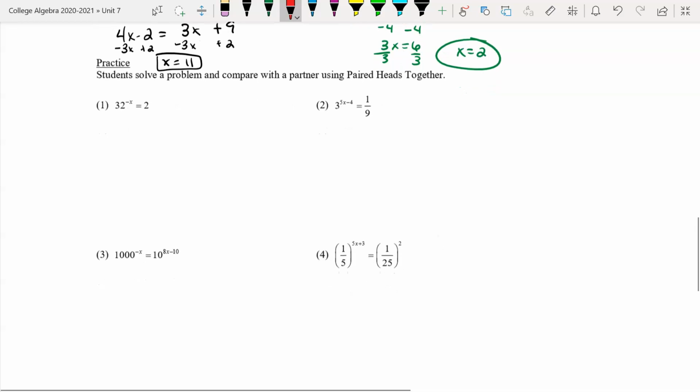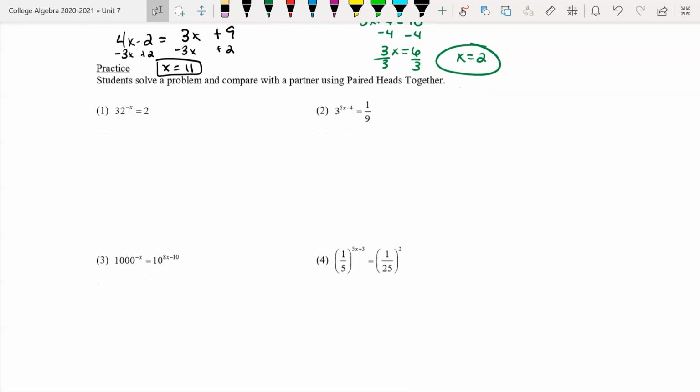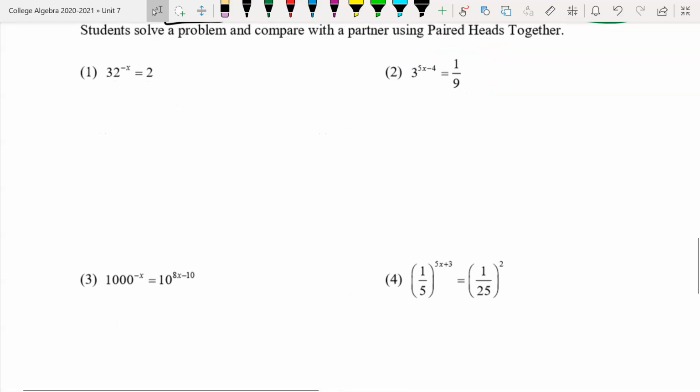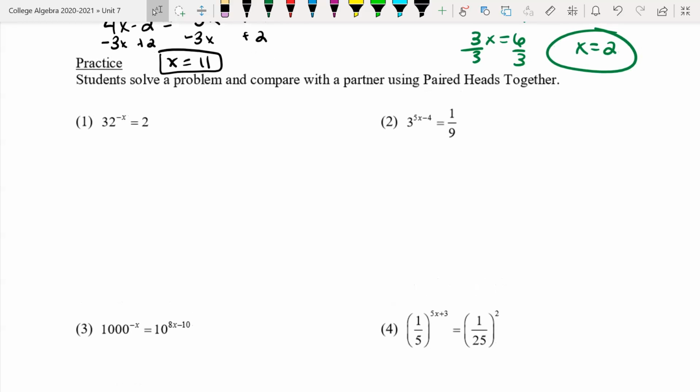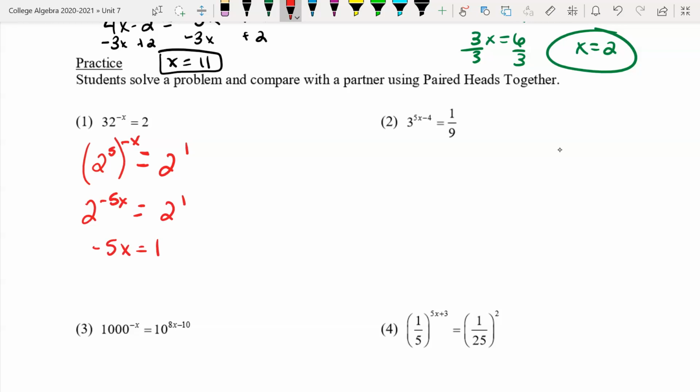So next one, it says 32 raised to the negative x equals 2. If I went and solved this, 2 to the 5th power gives me 32, and this would be 2 to the 1st. So now I would say 2 to the negative 5x equals 2 to the 1st. So then negative 5x equals 1 because they have the same base, and then I would divide by negative 5. x equals negative 1/5.